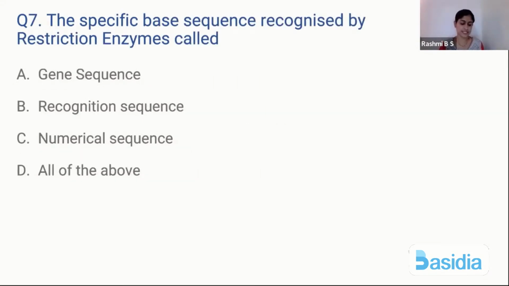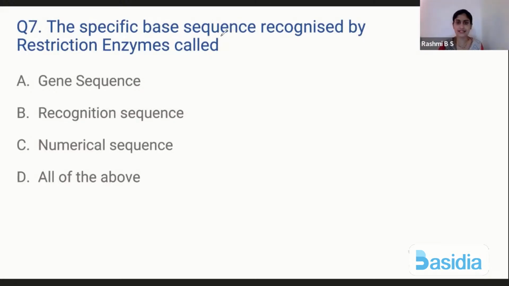Now see, next question. The specific base sequence recognized by restriction enzymes is called: gene sequence, recognition sequence, numerical sequence, or all the above?